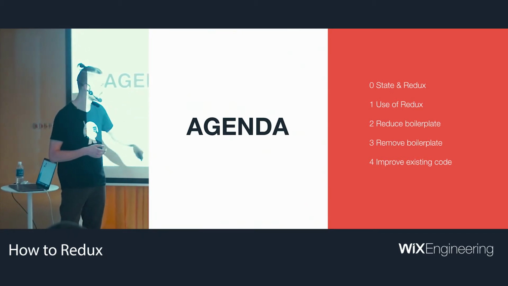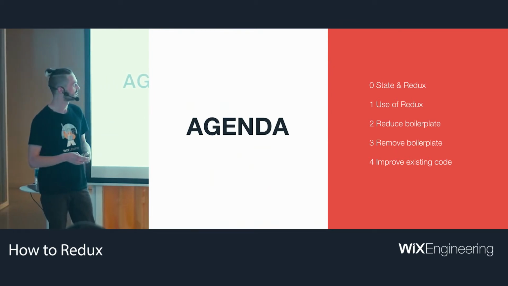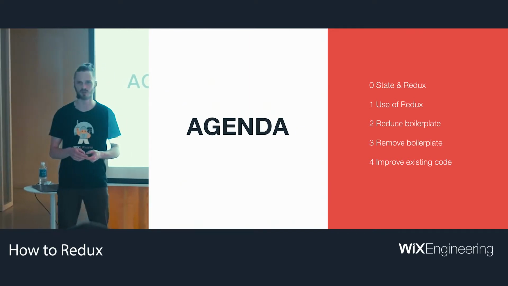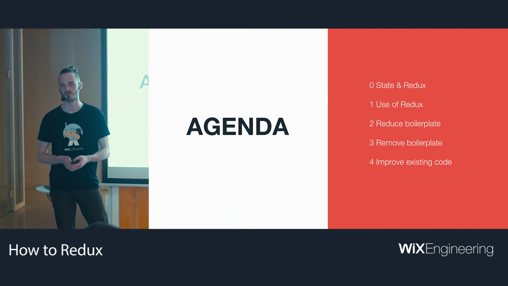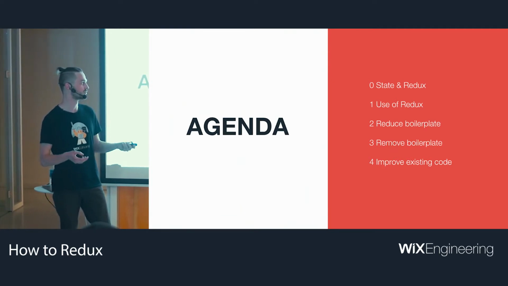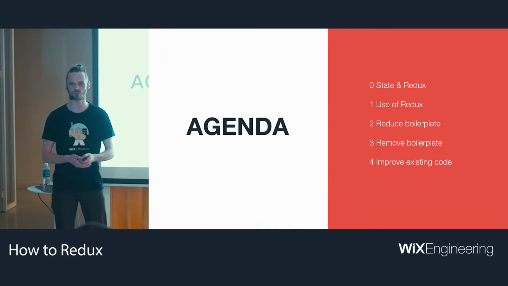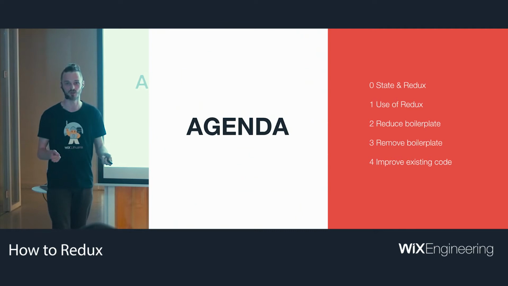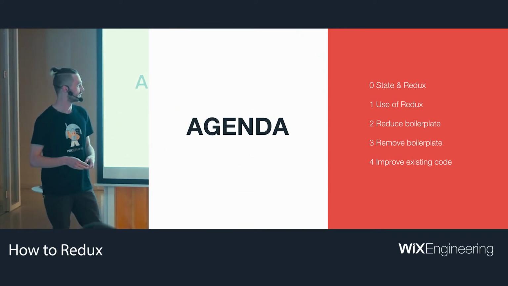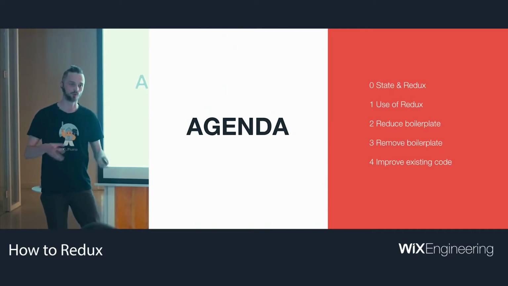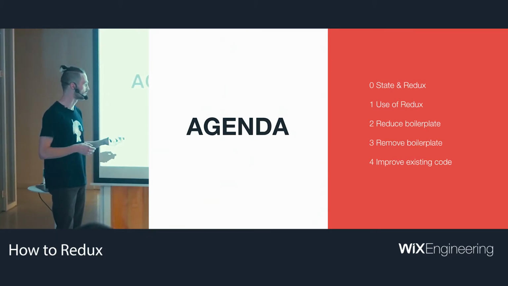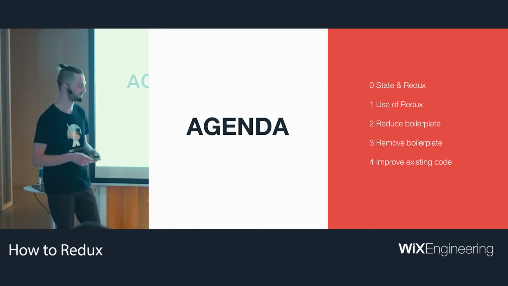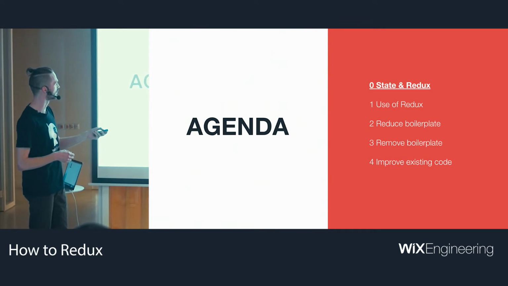The next step is about reducing boilerplate, and it's sort of a pun, I guess, because we are going to reduce the reducer. Then I will try to show you how you can remove the boilerplate entirely and focus just on the state changes, which is pretty nice because you don't have all the things that you need to carry around when you grow your application. And lastly, I will talk about how to improve an existing code base without rewriting everything, because that would suck. So let's start.